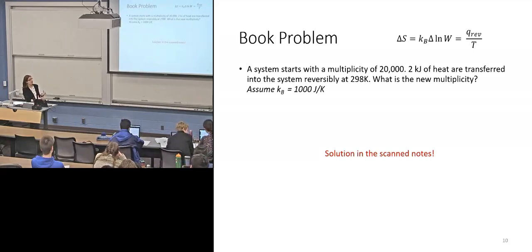This is a book problem. It's asking you for W final. We have Q reversible and a temperature, so we should be able to get a change in entropy. And then from that we can get entropy initial, and we already have our initial multiplicity, so we'll be able to get entropy final and then calculate multiplicity final from it.